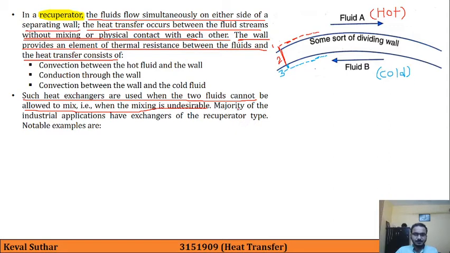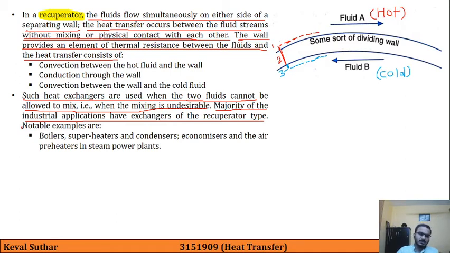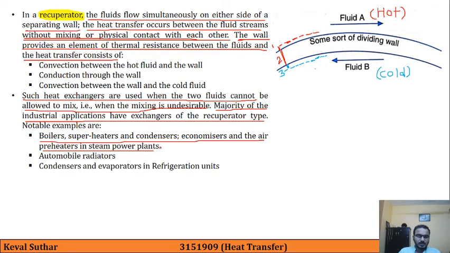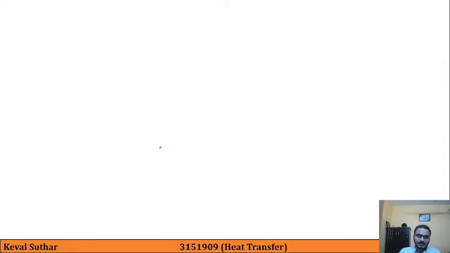Majority of the industrial applications have heat exchangers of recuperator types. Notable examples are boiler, superheater, condensers, economizers, and the air preheaters in the steam power plants. Second is automobile radiator. Third is condensers and evaporators in refrigeration units. Oil heaters for an aeroplane. Heat exchanger inside a gas furnace.